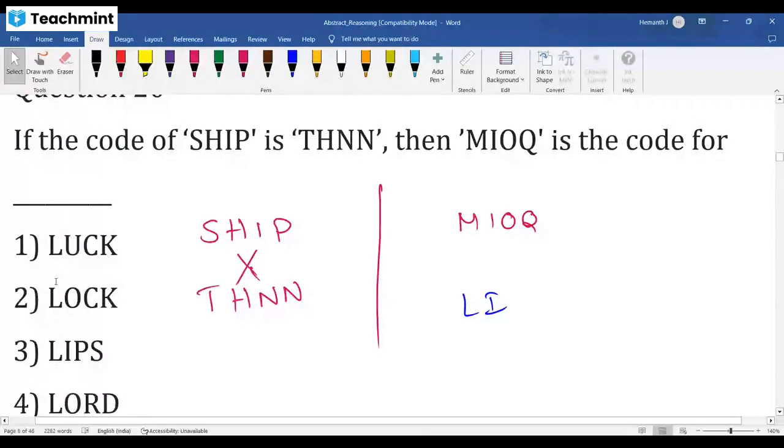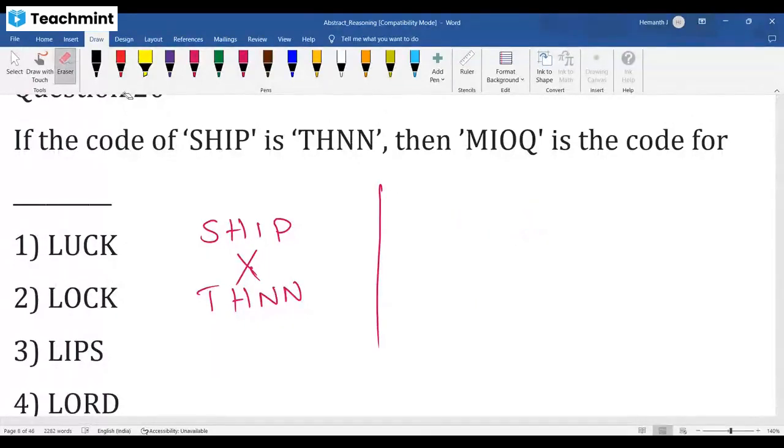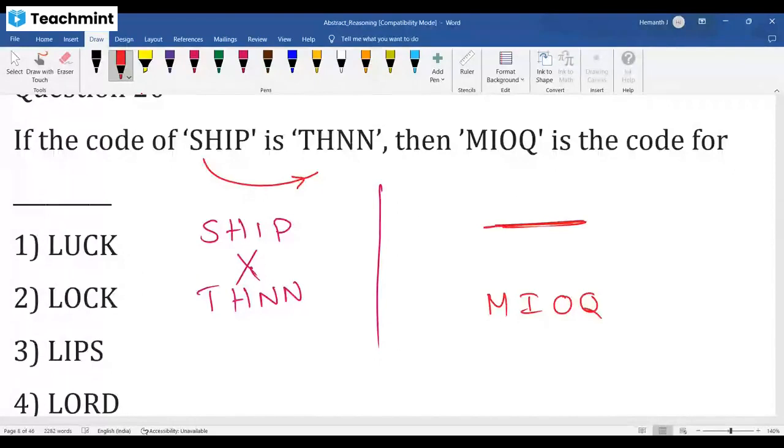Yeah, actually they given decoding. This is what the problem. Okay, ship is coded as this. MIOQ is the code for something, means that is the result for something they did the coding, then they got MIOQ. For something already this logic is applied, then they got MIOQ. So S plus 1 is T, L plus 1 is M. Okay with that. And okay, this two swapping are what we need to decide.